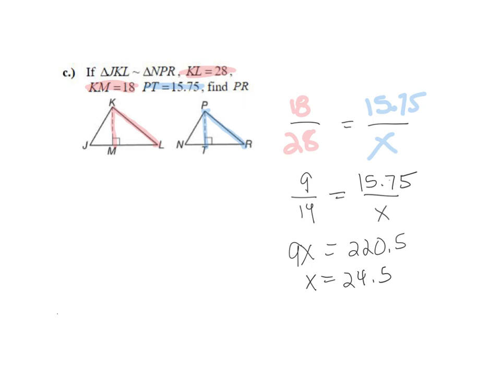All right, so in this problem, we are finding this missing side over here, which is PR. And you can see that we have altitudes that are given to us, and we are told that these triangles are similar. So we can set up the proportion 18 to 28, and that is equal to 15.75 over x. Notice that I reduced the 18 over 28 to 9 over 14. And then we're just going to cross multiply and divide. And then x will be 24.5.